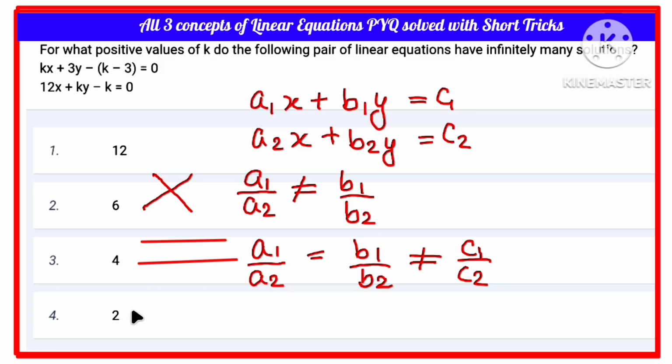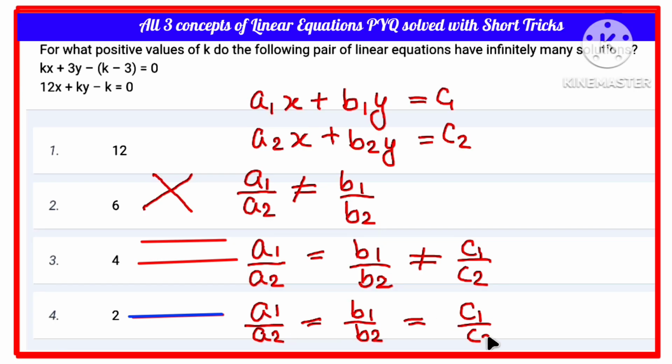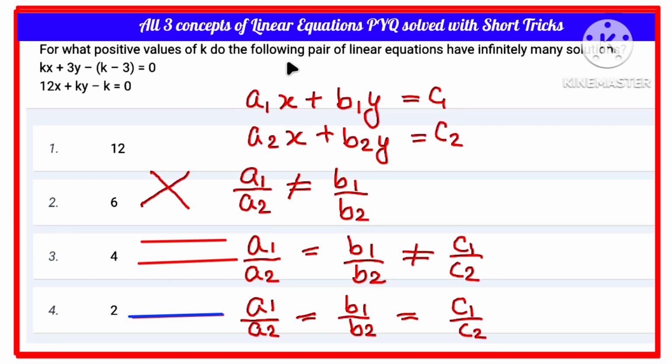Another case is when two lines are one above the other. In that case, a1 by a2 will be equal to b1 by b2, and this will be equal to c1 by c2. And as you can see here, it is given that these two linear equations have infinitely many solutions. That means we will consider the third case, this one.